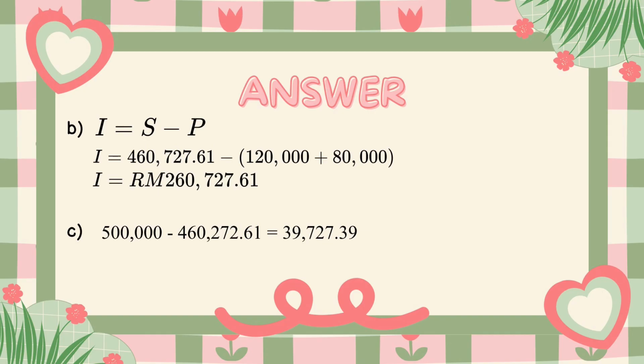Question C. Evaluate whether Mr. Tan will have at least 500,000 in his account by age 58. Justify your conclusion with calculation. So, 500,000 minus 460,727.61 equal to 39,272.39.